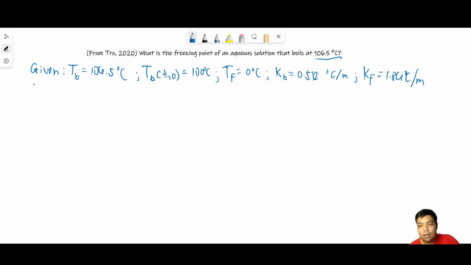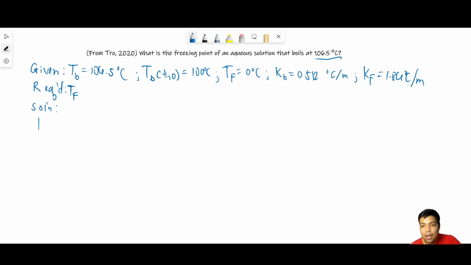Okay, so ang ginapangita is ang freezing point sang aton nga solution. So how do we solve that? Okay, so we need a working equation wherein we can get the boiling point and the freezing point of the solution given with these values that we have. Okay, so let's go back to our working equation.